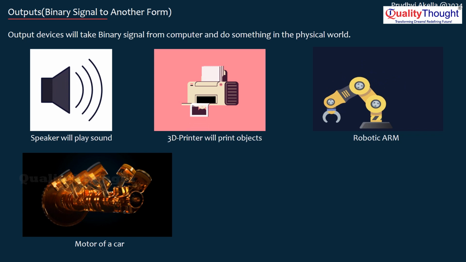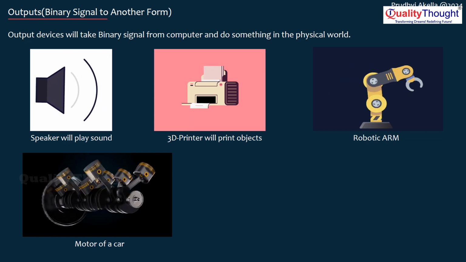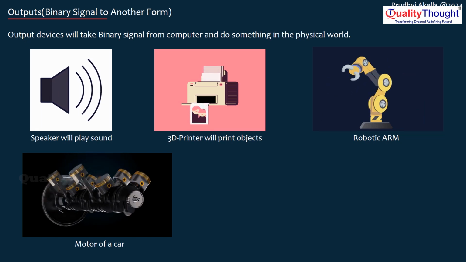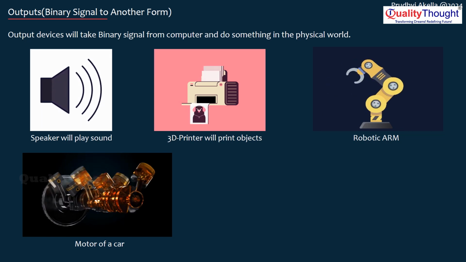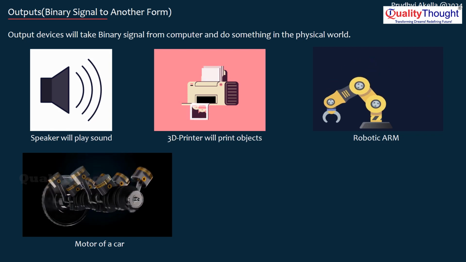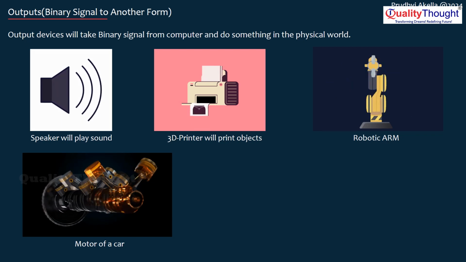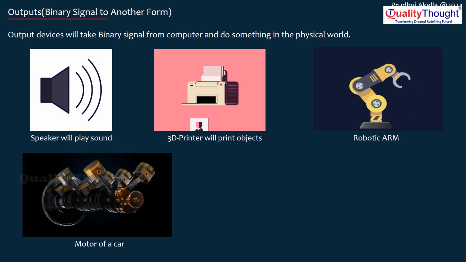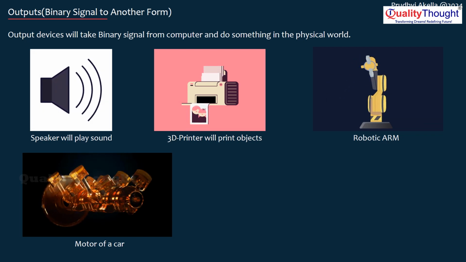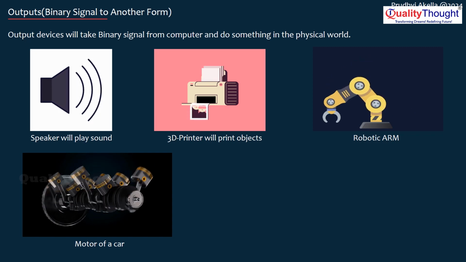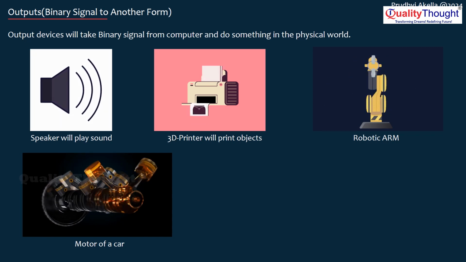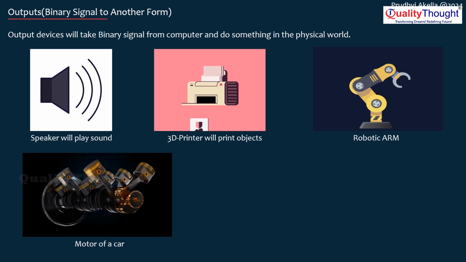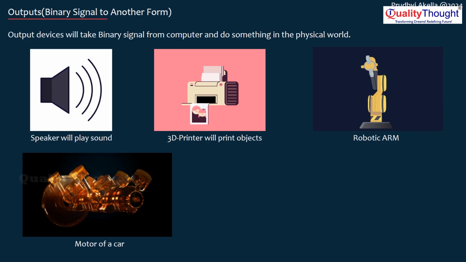And then we have 3D printers, which act like output devices, and their responsibility is to take the binary signal and convert it into an object, which can be printed onto a paper. We can also consider robotic arms as output devices, and of course the motor of a car can also be considered an output device.